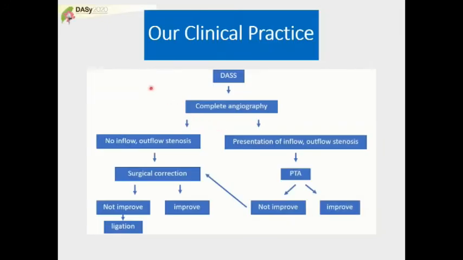This slide shows the conclusion of our clinical practice. When the patient presents with dialysis access steal syndrome, we perform complete angiography. If there is no inflow or outflow stenosis, we choose surgical correction. If not improved, ligation is the last option. If there is inflow or outflow stenosis, we choose PTA. If not improved, we try again with surgical correction. If not improved, ligation is the last option.